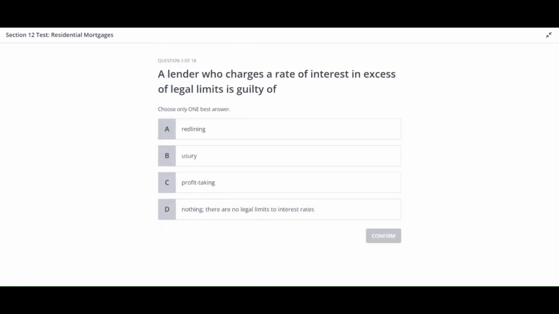Alright, next one. A lender who charges a rate of interest in excess of legal limits is guilty of A. Redlining. B. Usury. C. Profit-taking. D. Nothing. There are no legal limits to interest rates. Go ahead and make your selection.